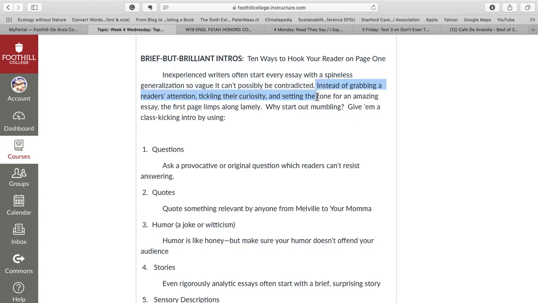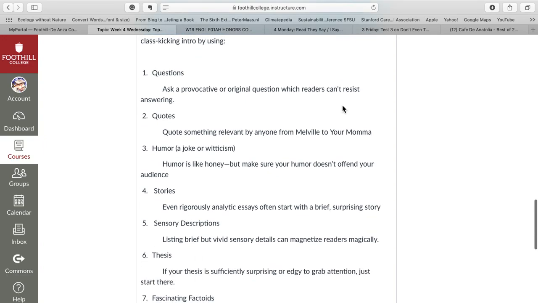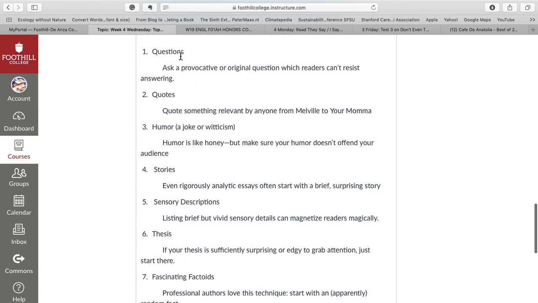Then you need to grab the reader's attention. Don't just start out mumbling. Here are ways that real writers do this all the time, and you definitely see Marshall doing this. You can lead with a question. And I don't mean a silly question or an obvious question. I mean a question that's really provocative and draws people in.